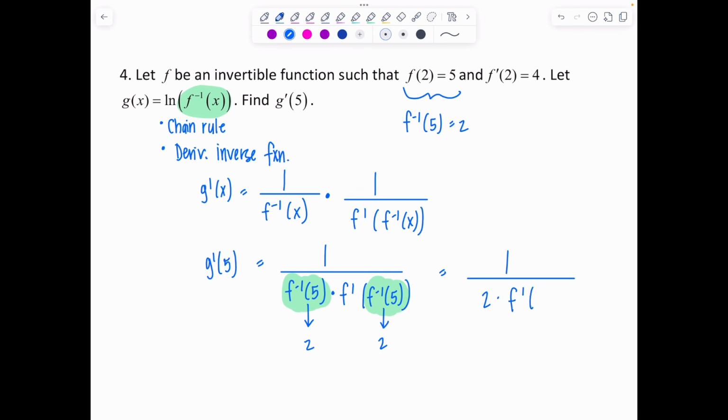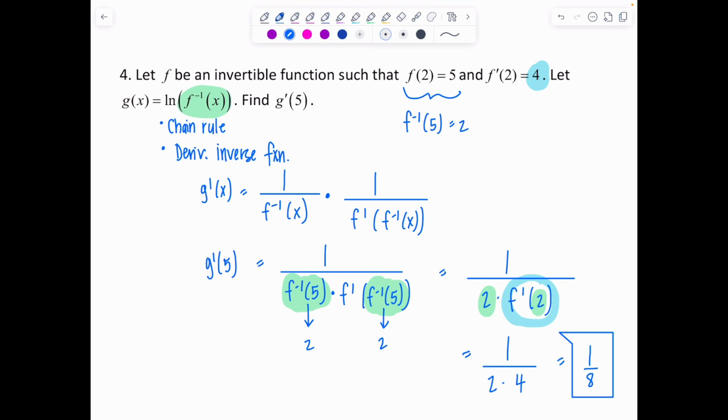Are we all right? Let me keep the color coding going for you. Beautiful. Did they give me f prime of 2? Why, they did. It's right here. It's 4. So all of this is 4. So this is 1 over 2 times 4, 1/8. Whew, we made it, guys. I don't know what shape that is, but I'm kind of liking it. Okay.